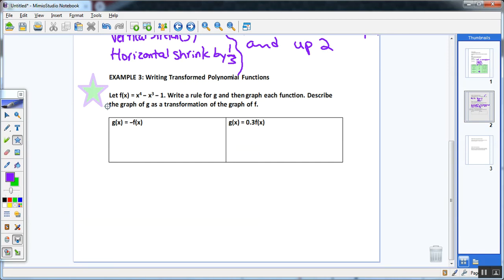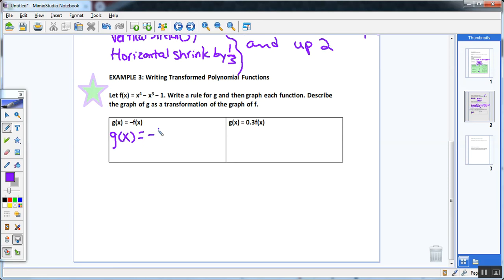Not too concerned about the graphing. You can do that in Desmos to confirm this stuff. But it says describe the graph of g as a transformation of the graph of f. Ooh. All right. First one says your new function g of x becomes what here, kids? Negative f of x. Here's the deal. Okay, g of x would become the following.